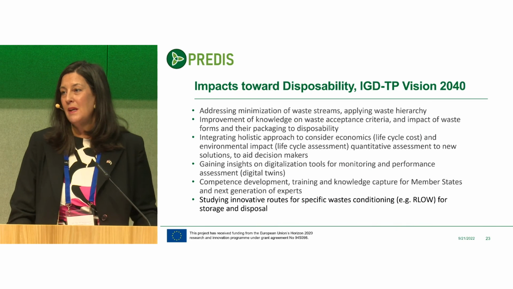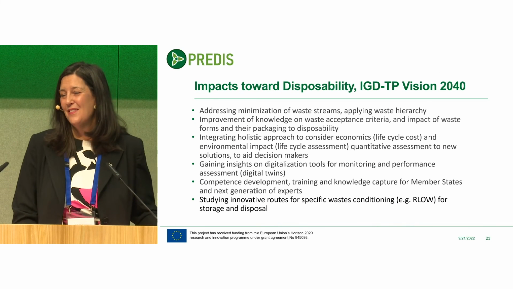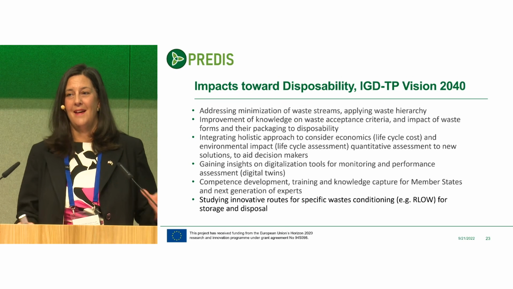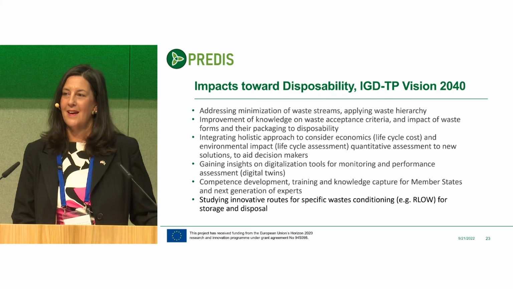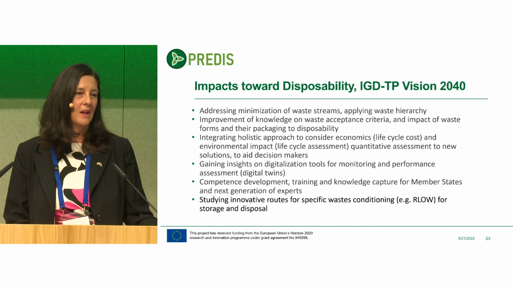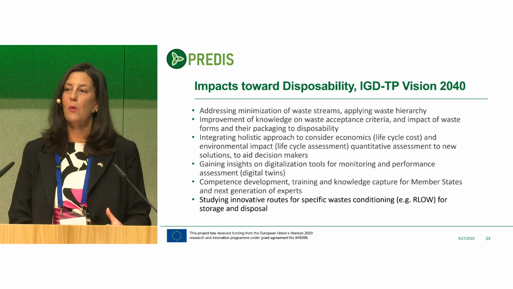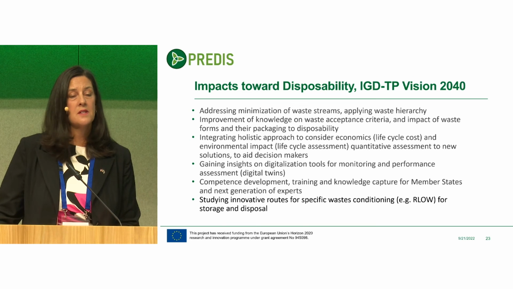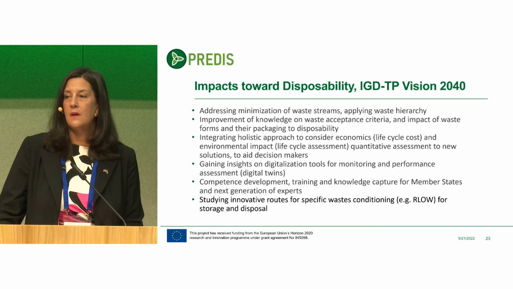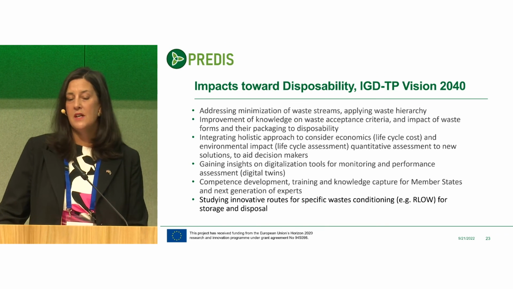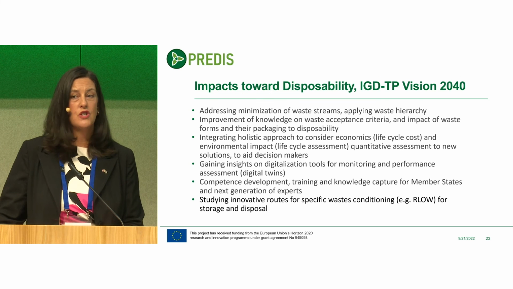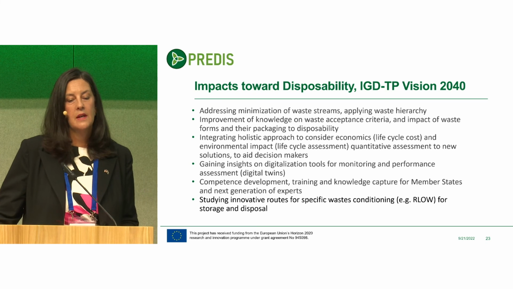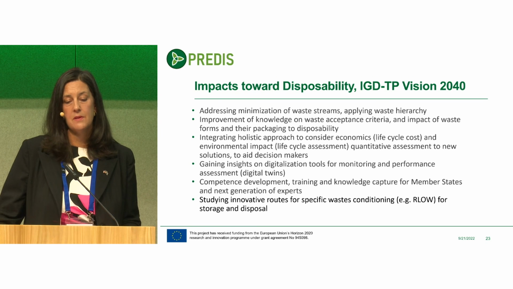So what does all this mean to this community and to the vision of IGD-TP to get towards disposability? I hope this presentation has given you some food for thought, that it's not just all solved. There are still ways that we can optimize what we do in the early phases, which is going to help our whole community have a lower amount of waste in our repositories by applying this waste hierarchy, and to have better understanding of waste acceptance criteria so that we can understand how to share facilities or how to have consistency when we communicate with our stakeholders to get ready for the disposability when the facilities are ready.